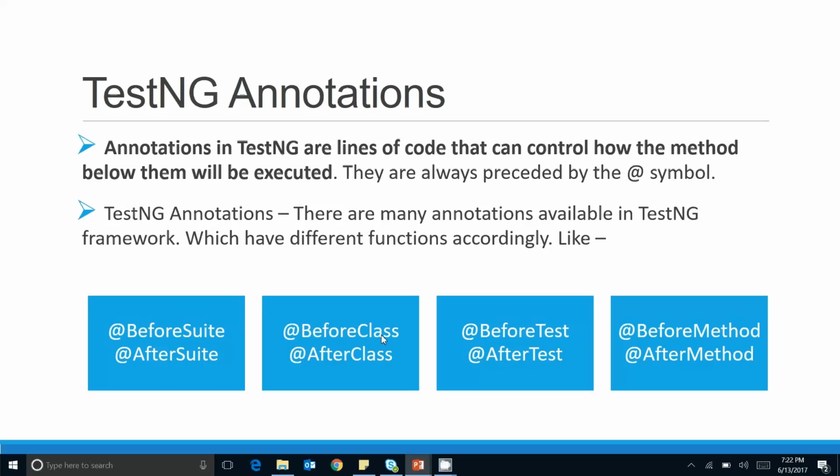So before class: if you annotate a method with before class, then that particular code executes before the execution of the test class. Similarly, the code attached with after class will execute after the execution of the test class. We will see these things in detail practically, so don't get confused right now. These are some of the annotations available in the TestNG framework. So we have seen what the TestNG annotations are, and we will see how we can use them.